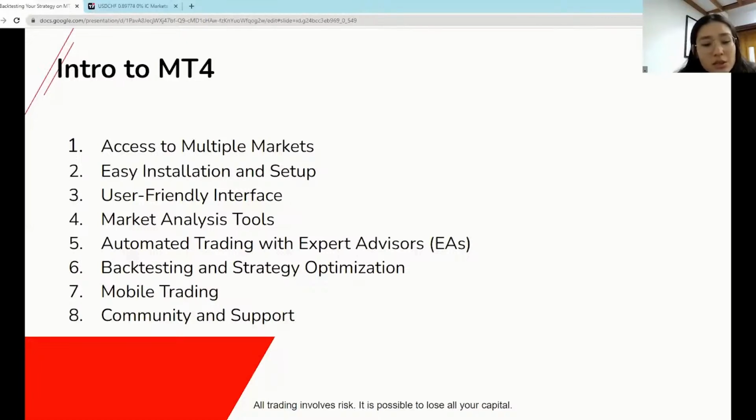And lastly, community and support. MT4 has a large and active trading community. On there, you can find online forums, tutorials, and educational resources dedicated to MT4. And you can learn from experienced traders and share your own knowledge as well. Additionally, most brokers offer customer support to assist you with any platform-related queries.